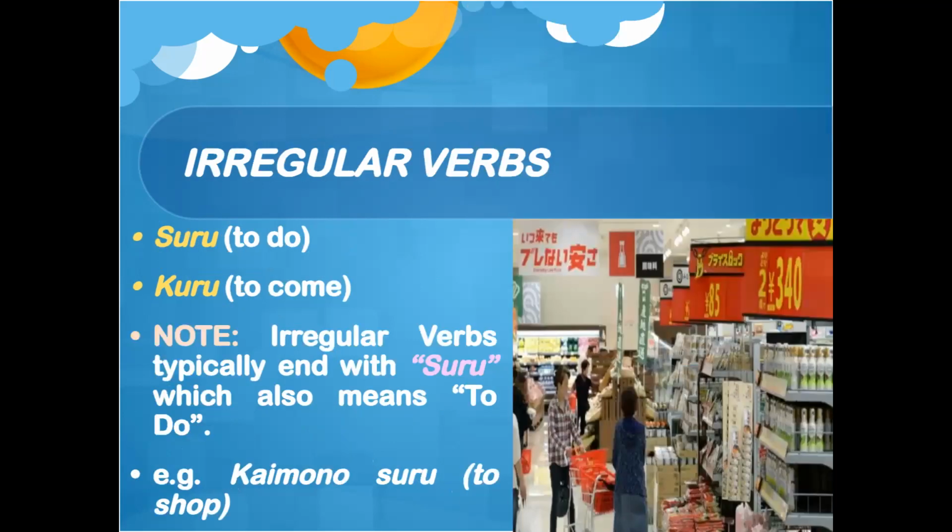And we also have the last group, which is classified as the irregular verb or group 3. In here, we have the exceptions, just like the verb suru, which means to do, and we also have kuru, which means to come. If you notice, these verbs also end with ru. However, they are not classified under the Ru-verbs because they are irregular verbs, suru and kuru. For example, you have the verb kaimono suru. So if ever you want to go shopping or buying groceries or buying anything from a store, then you are doing the kaimono suru. That means to shop or to buy one's groceries.